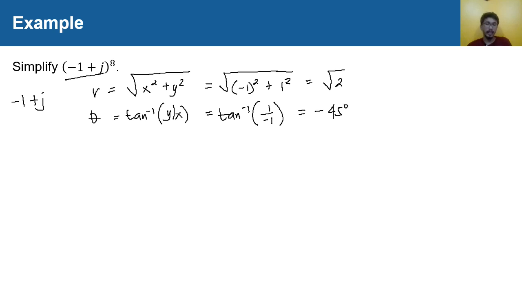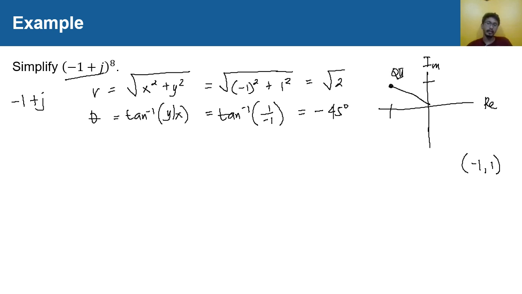And then if we plot this given complex number, negative 1 plus j, in the complex plane or on the Argand diagram, we convert it to a Cartesian coordinate pair. So we have negative 1 comma 1. So negative 1 is on the real axis, and on the imaginary axis, we have 1. So it's located in the second quadrant.